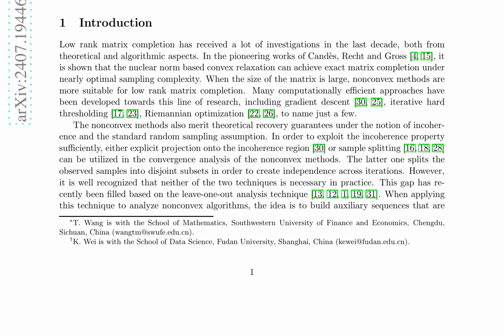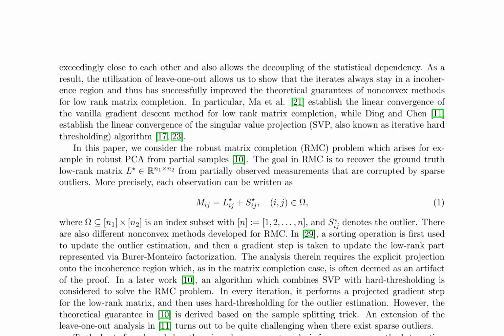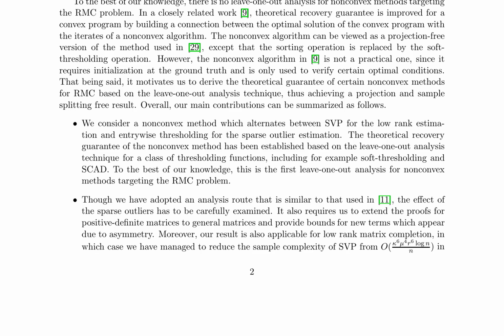They establish that this method can achieve linear convergence for a general class of thresholding functions, including soft thresholding and SCAD, using leave one out analysis. This is the first leave one out analysis on a non-convex method for RMC. The result also improves the sampling complexity of existing results for low-rank matrix completion.